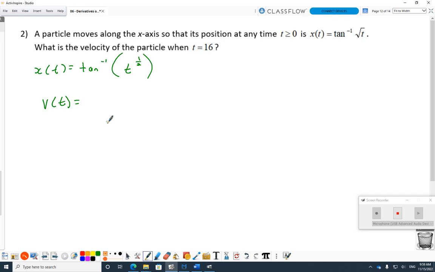Good. Derivative of tan inverse is 1 over 1 plus something squared. And if my last example confused you, I'll leave it just like that. 1 over 1 plus something squared. You think about what the something is. That's what the derivative of tan inverse is. 1 over 1 plus something squared. Then derivative of the inside. What goes in the brackets?